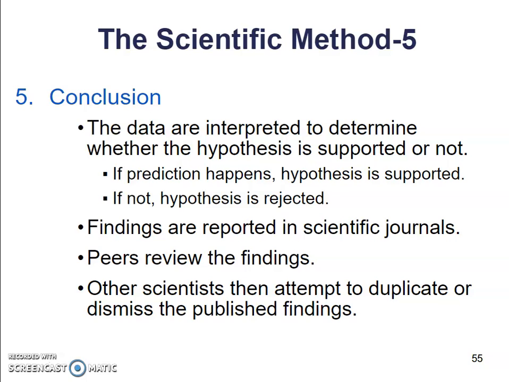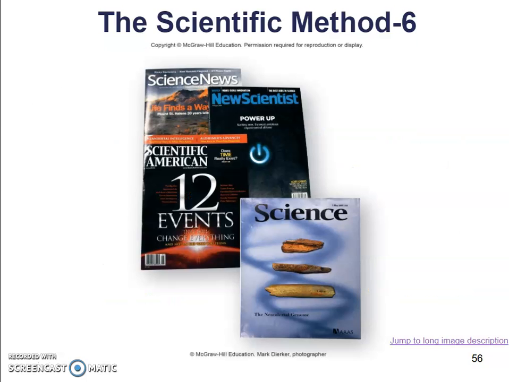Scientific peers will then review the findings, and other scientists will then attempt to duplicate the experiment or to dismiss the published findings. So if they do the experiment and they have tried their best and they cannot get the same results, then that experiment is dismissed. They're then published in scientific journals like Science, like New Scientist.